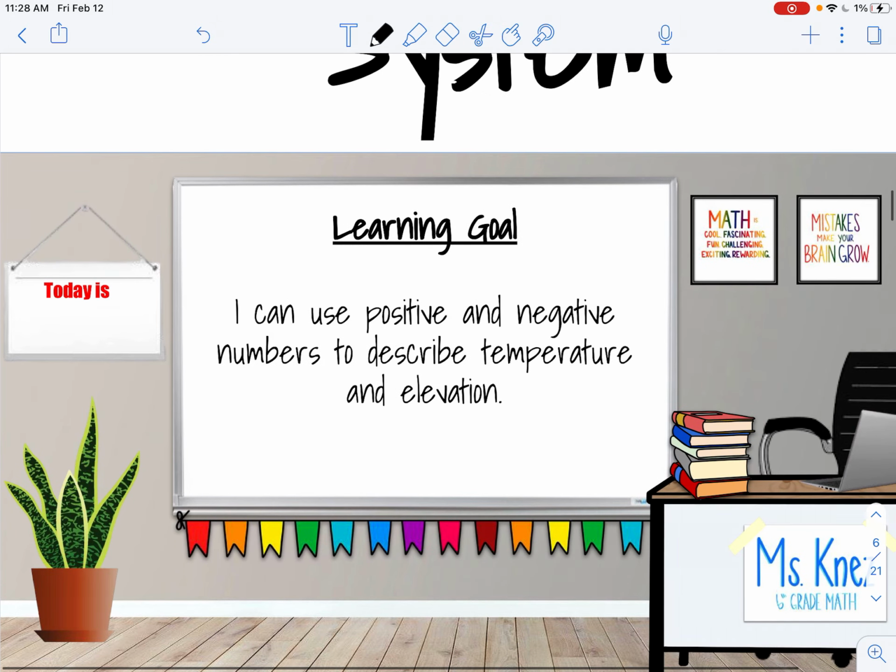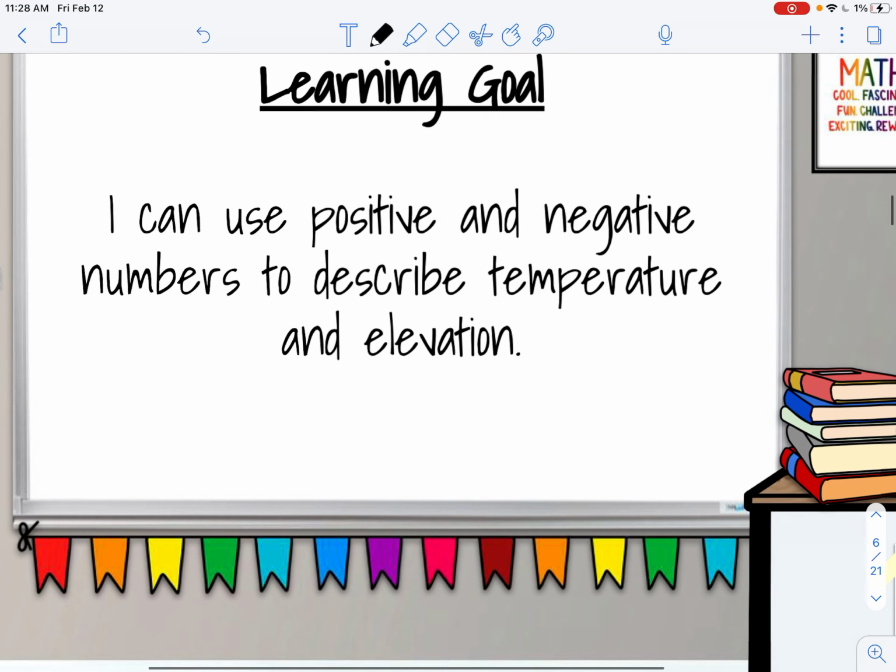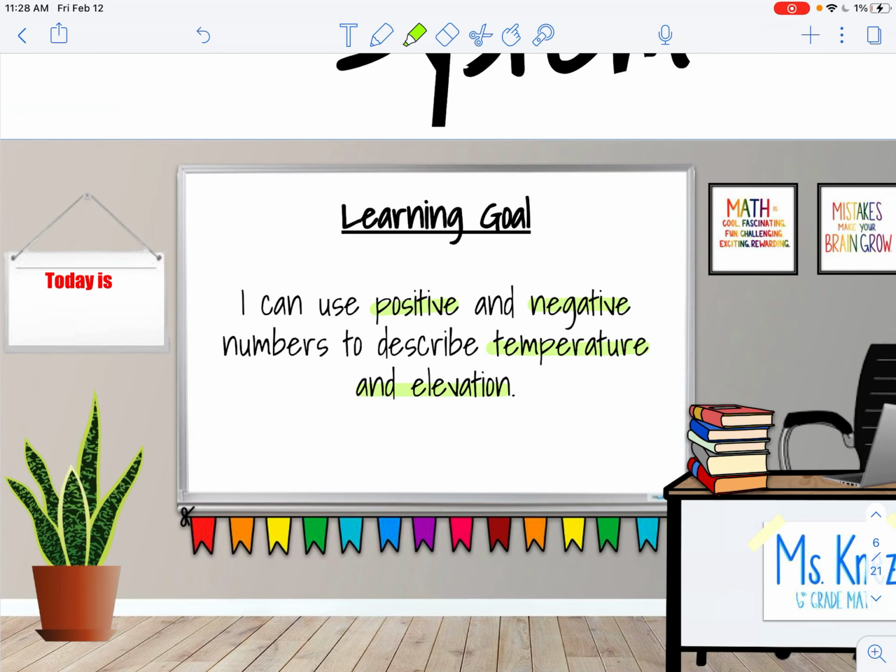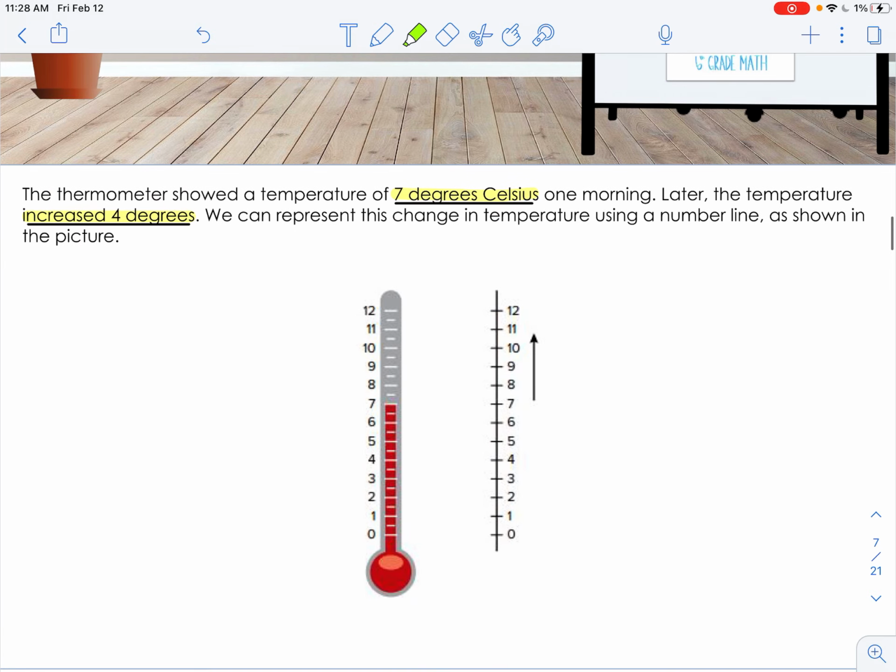I'm going to skip to the learning target for today, which is I can use positive and negative numbers to describe temperature and elevation. So we have two topics, temperature and elevation. I just went over temperature a little bit, and we'll talk about elevation in a minute.